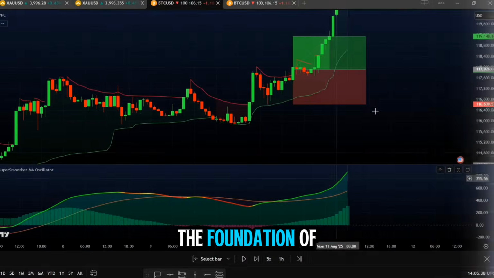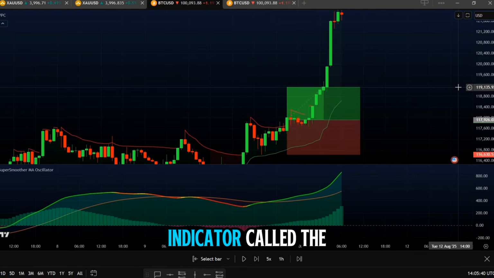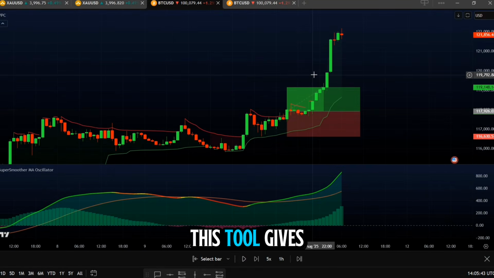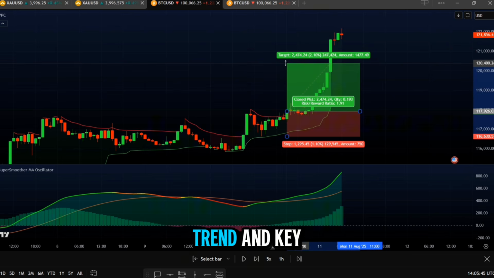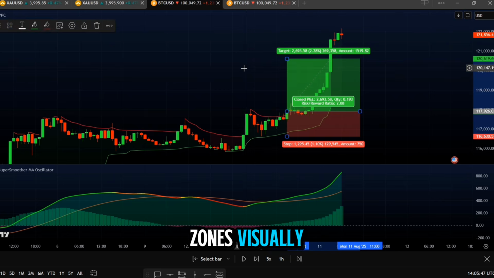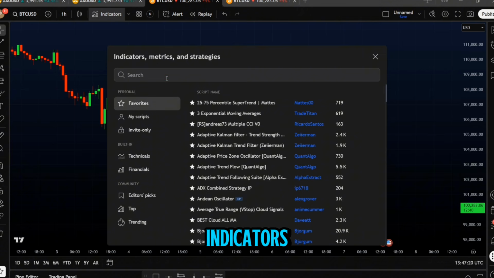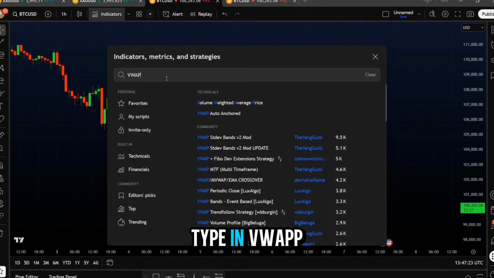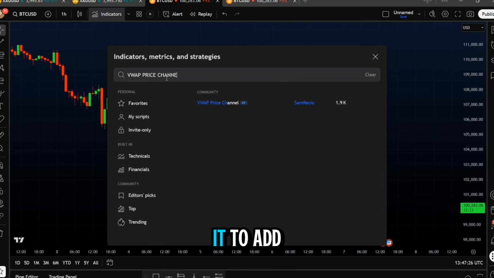Let's get started. The foundation of our strategy is an indicator called the VWAP Price Channel. This tool gives our chart structure, showing us the trend and key supply and demand zones visually. Let's add it. Go to the Indicators tab at the top of TradingView. Type in VWAP Price Channel and click on it to add it to your chart.